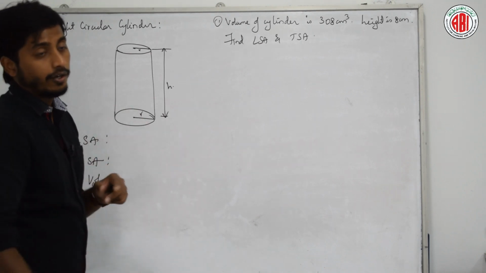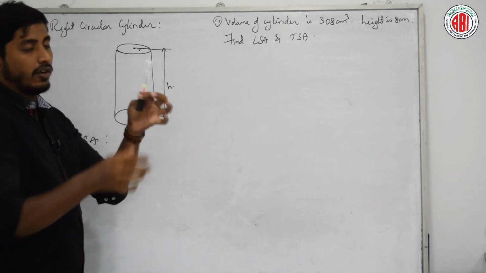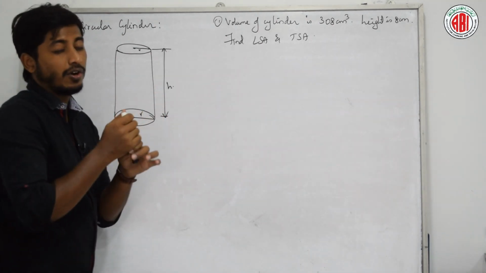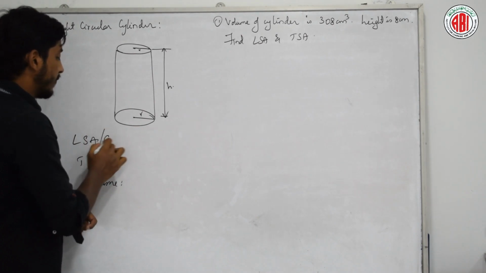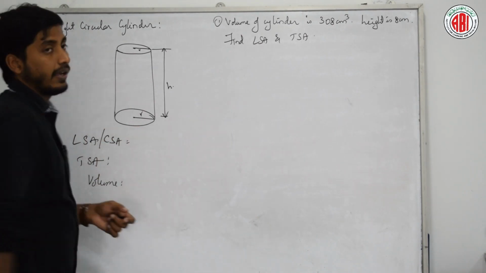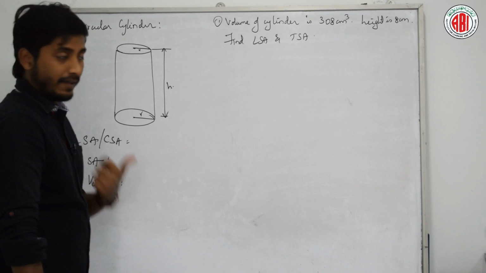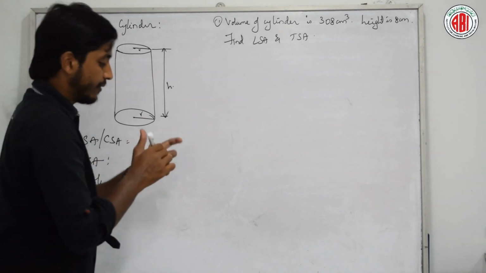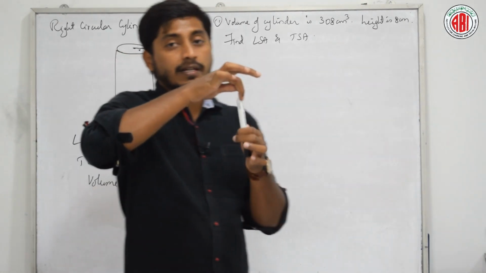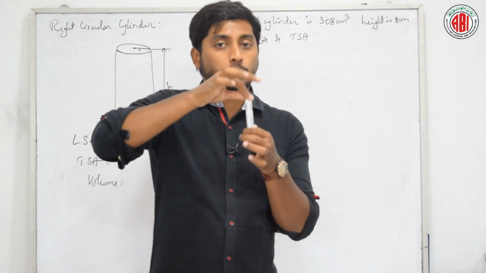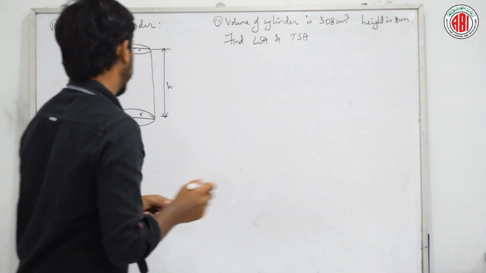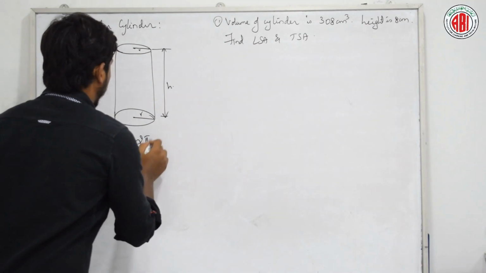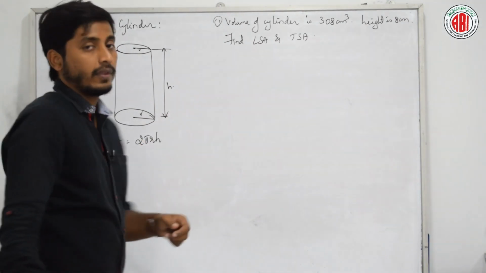I already told, for this kind of a curved thing, this is not called LSA, rather it is called curved surface area, CSA. Fine. What is CSA? Tell me. First of all, what is the circumference of a circle? 2 pi r. Height is h. Therefore, if I multiply this, that will be my CSA, that is 2 pi r h.